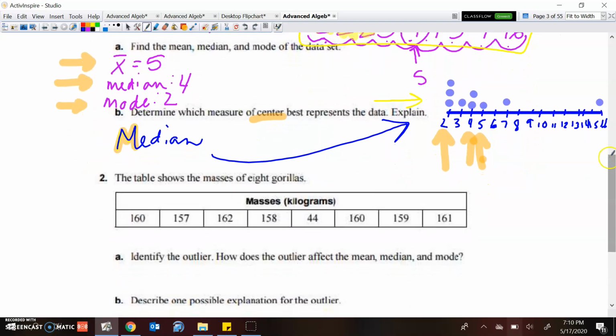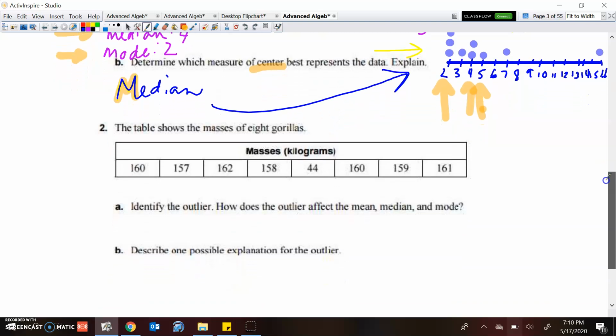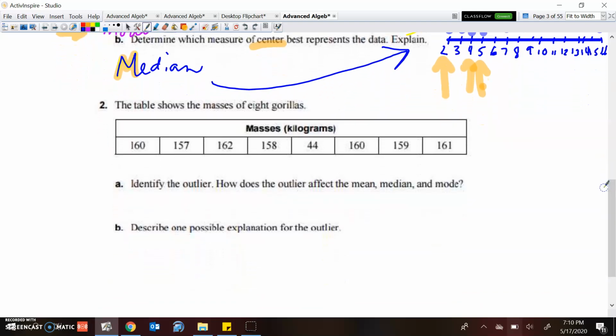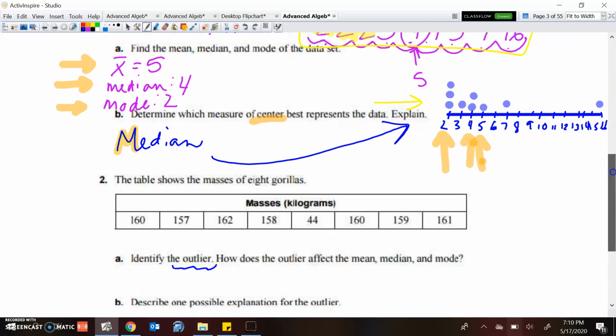All right, we're going to try one more of these right now. Again, this lesson is just review for this portion of it. The next session that you'll look at will involve some new things. But in number 2, it says that the table shows the masses of 8 gorillas. First, I want us to identify the outlier. Okay, so an outlier is something that's pretty far away from the data.